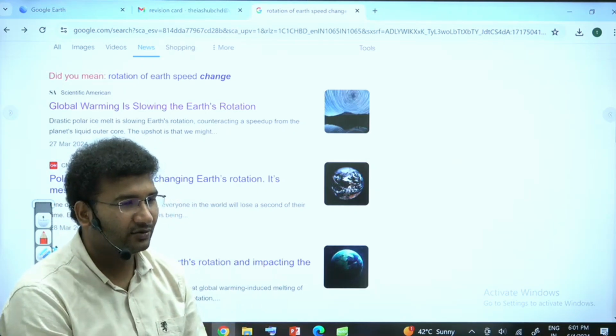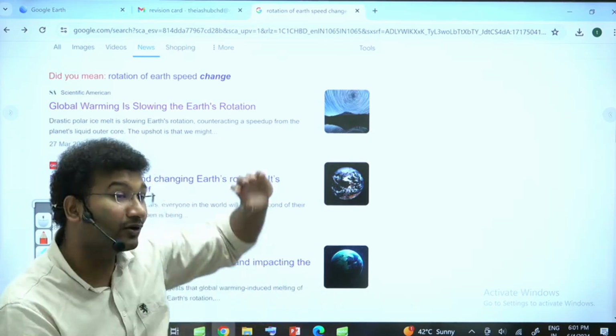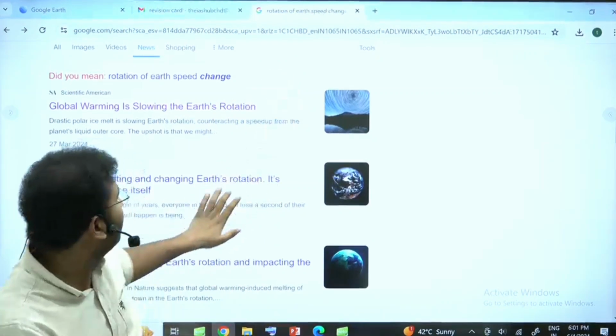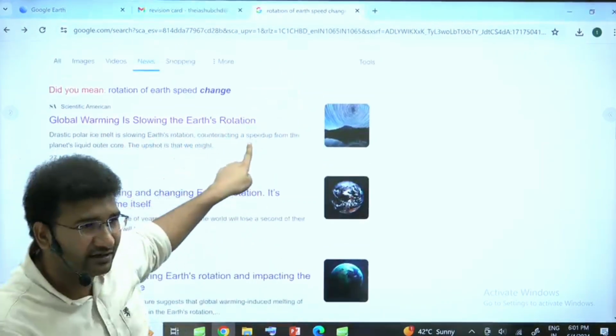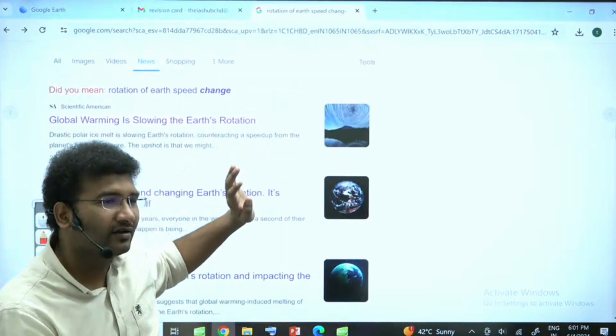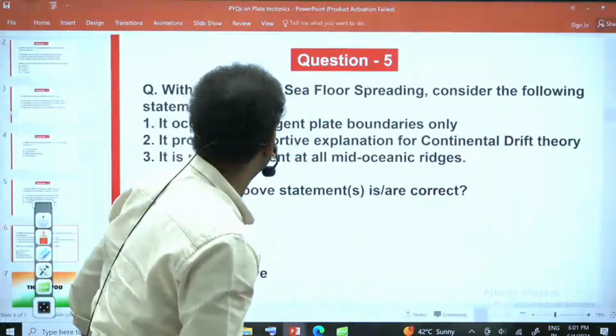Right? So, the impact of climate change is not just there on you individuals, but on the global scale is also there on the rotational speed of the earth. Right? Now, see here, global warming is slowing the Earth's rotation. Now, what is this global warming? Is nothing but simply, you have to see this concept like this.